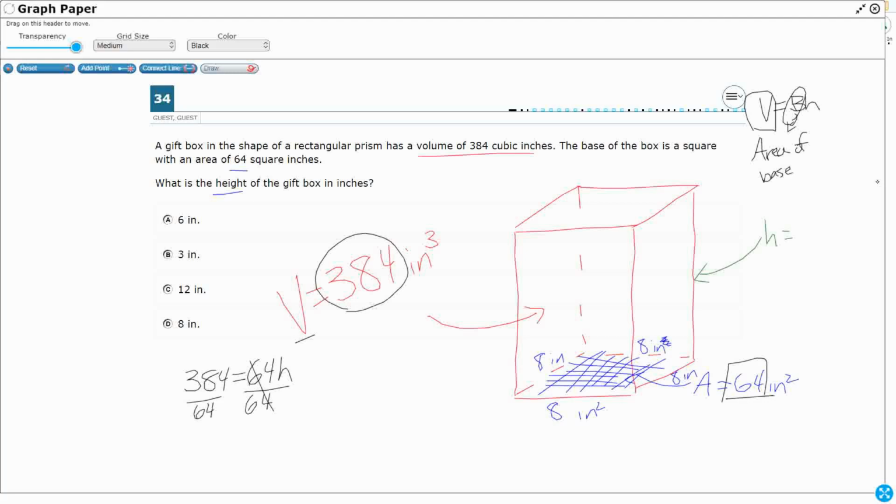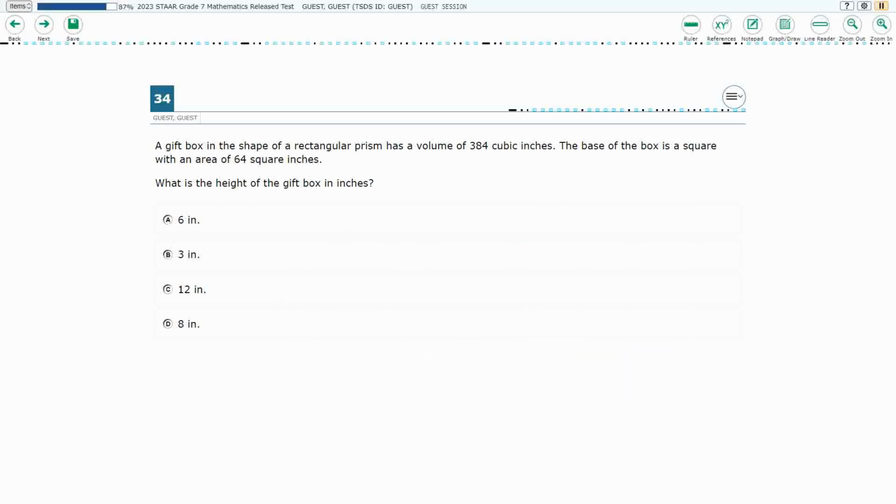So all of this turns out to be, what is 64 into 384? I'm going to think 6. And there we go. You knew it was probably going to be an integer. And so there we go. My height is going to be 6 inches. My answer is A.